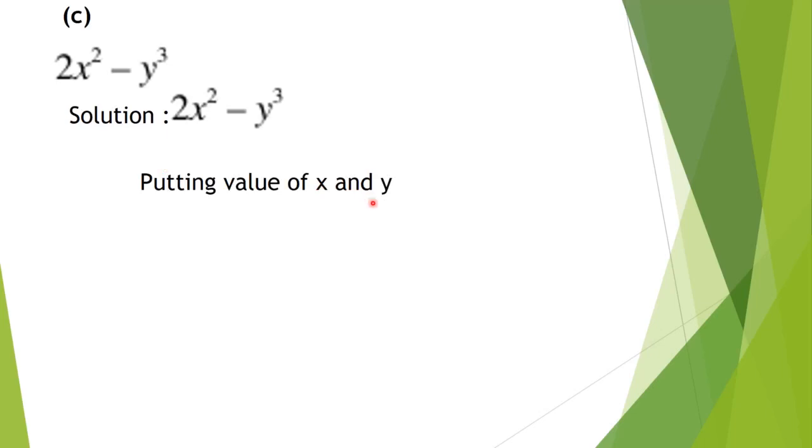In part C, 2x square minus y cube. Solution: 2x square minus y cube. Putting the values of x and y, the value of x is 6 and the value of y is minus 4. So we put the value of x, 6, that will be 2 times 6 square, and minus the value of y, minus 4, raised to the power 3.